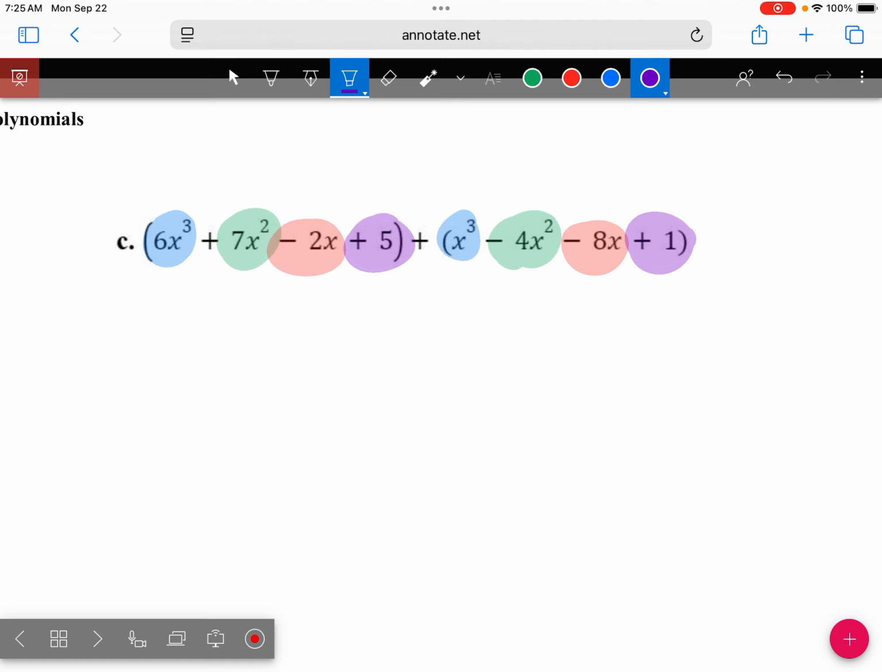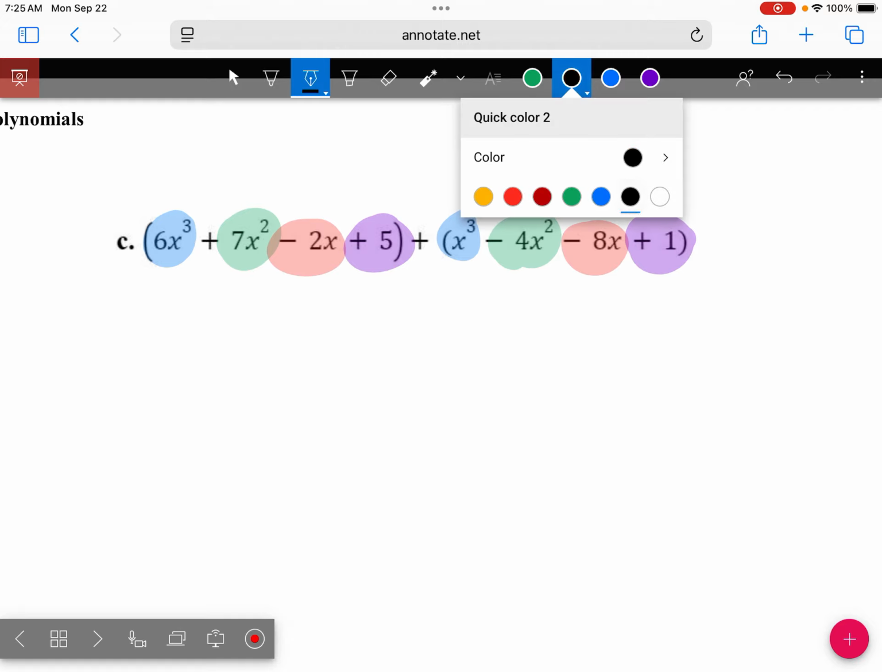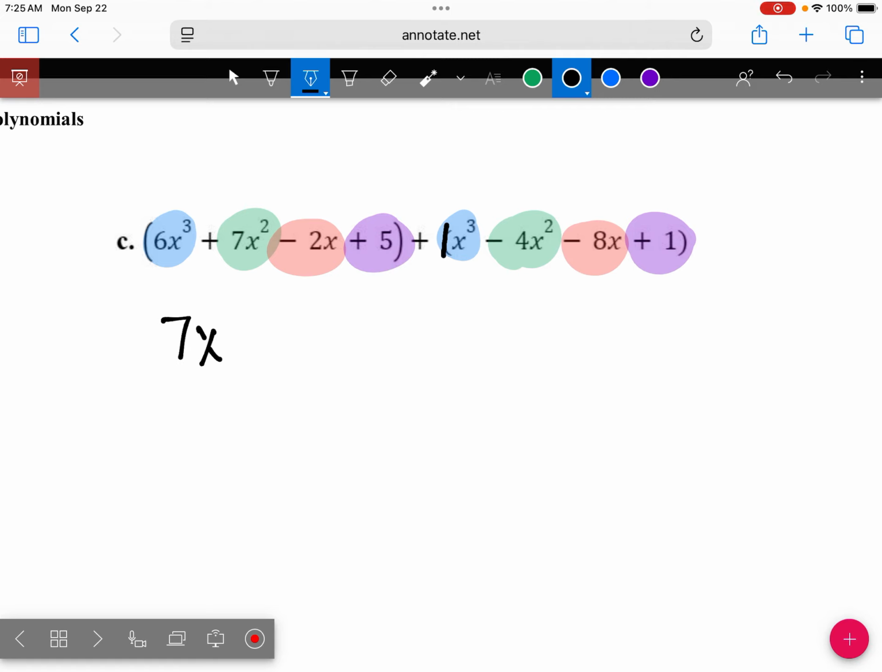So if I look at my two blue bubbles, that would be 6 plus 1, which is 7x cubed. And then I have 7 minus 4. 7 take away 4 is 3x squared.